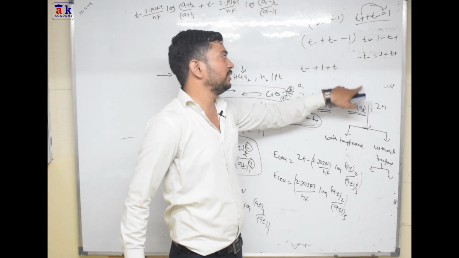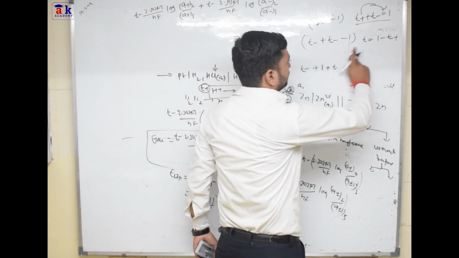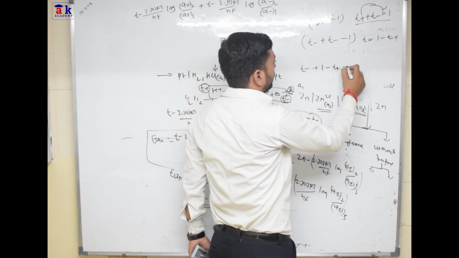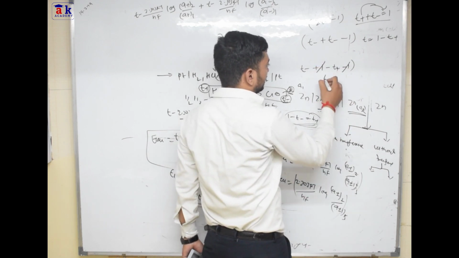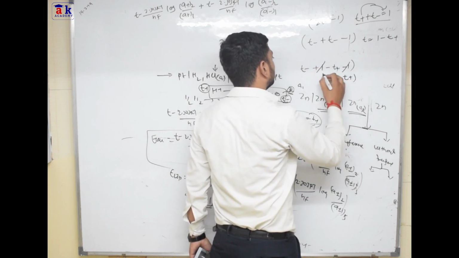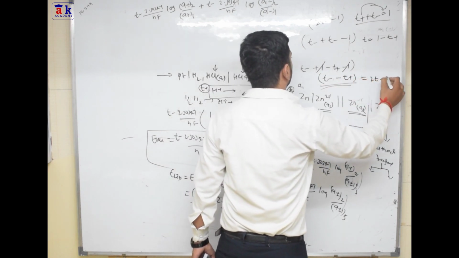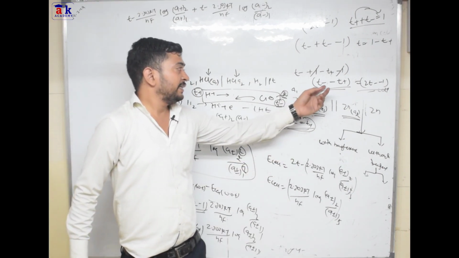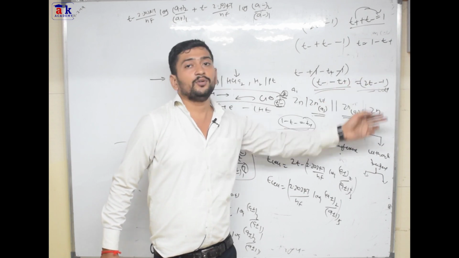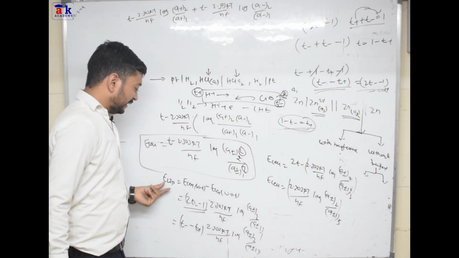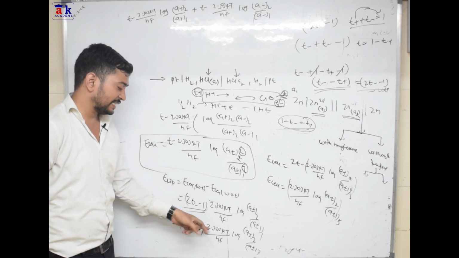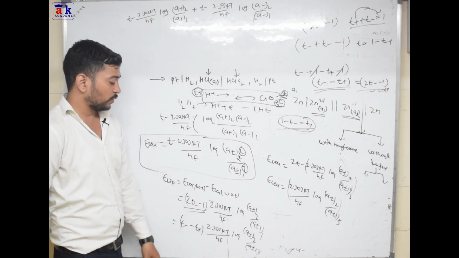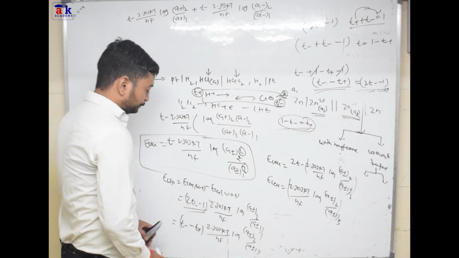So t minus will be equal to 1 minus t plus. So t minus is 1 minus, here we have t plus minus 1. So this minus and this minus will get cancelled, and here we will have t minus minus t plus. So this is what we will get. This is equal to 2t minus 1. So the final equation can be written as t minus minus t plus times 2.303 RT upon nF log of a plus minus 2 over a plus minus 1, right?